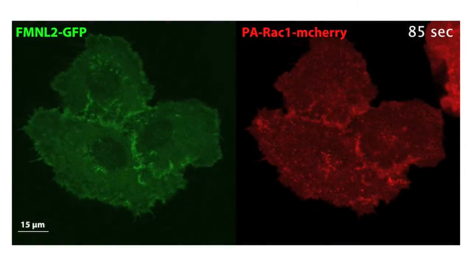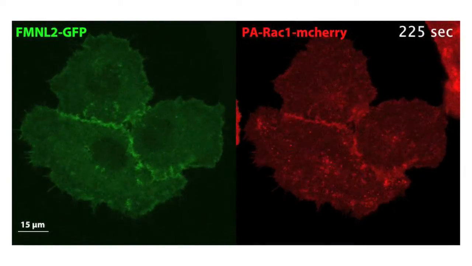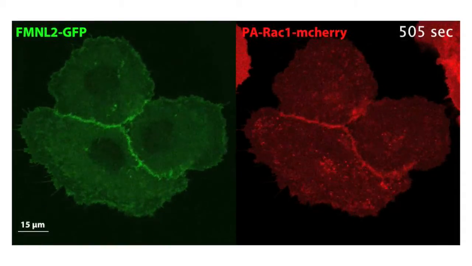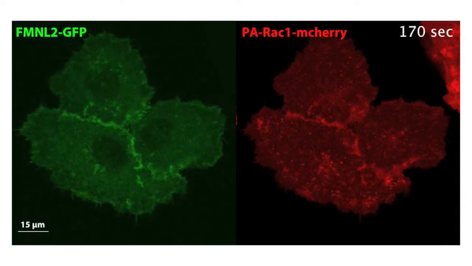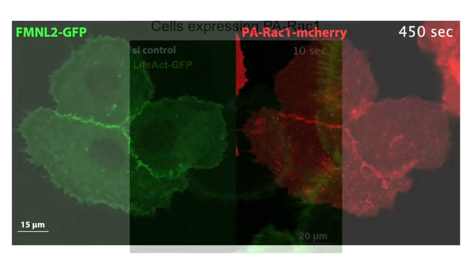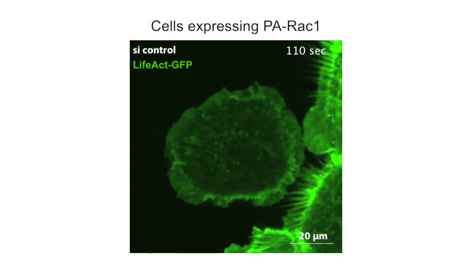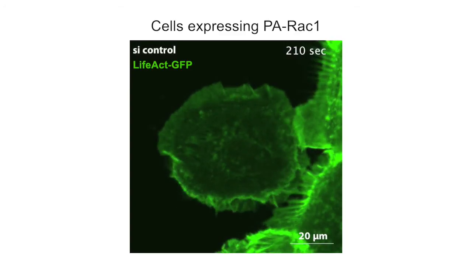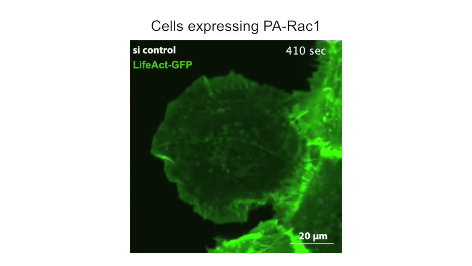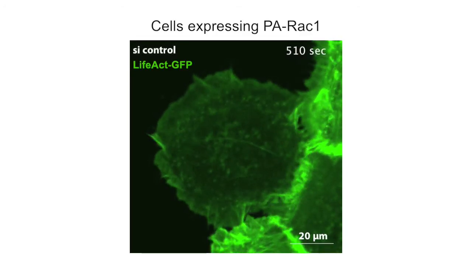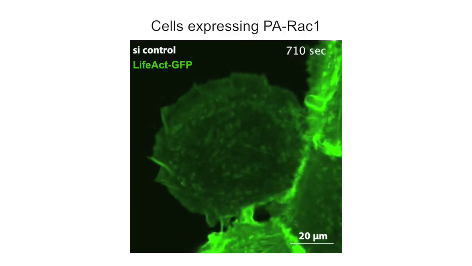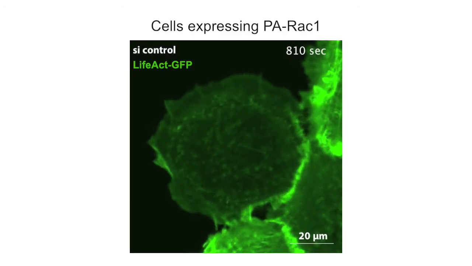And indeed, at the moment we activate Rac1, not only Rac1, but also FMNL2 would rapidly, within 100 seconds or so, would actually go to the cell-cell contact site, and that would coincide with the appearance of LiveAct. So this was very nice real-time evidence for us that just by switching on Rac1, we could get the formin in its place and we could assemble the actin filaments.